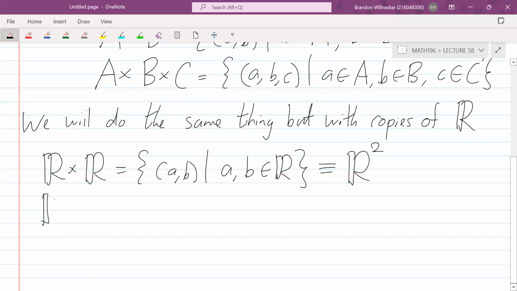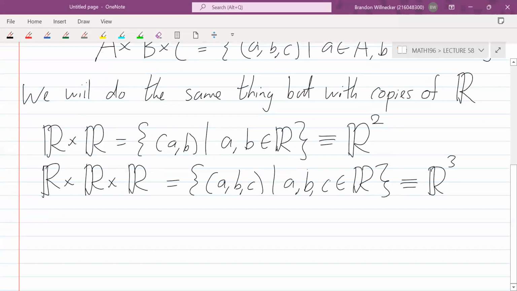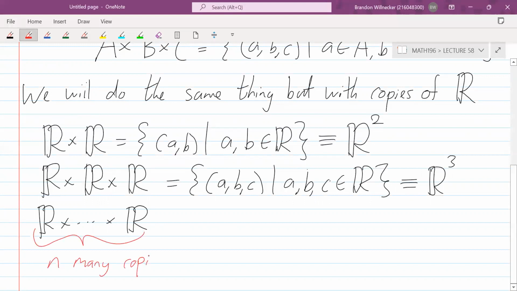And then we can also look at R cross R cross R. So now we've got three of them. So this is going to be the three-tuple (a, b, c), such that a, b, and c are all real numbers. And since we've taken three copies of R, we can call this R3. And in general, we can do this with n copies. So let's say we have R cross, and then we have n many of them. So here we have n many copies.